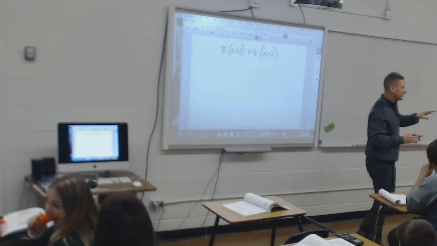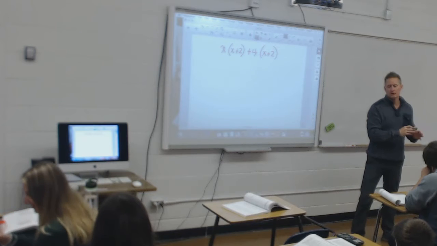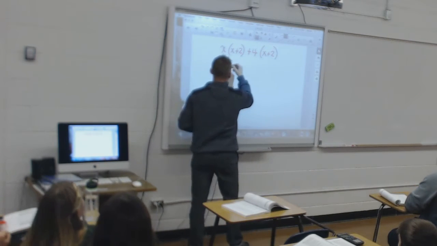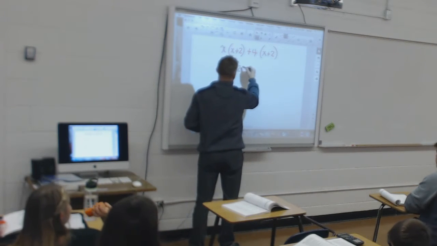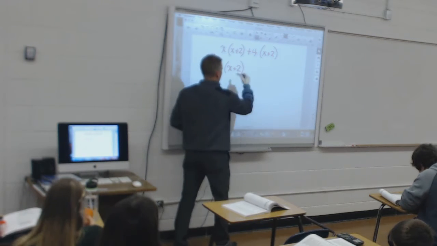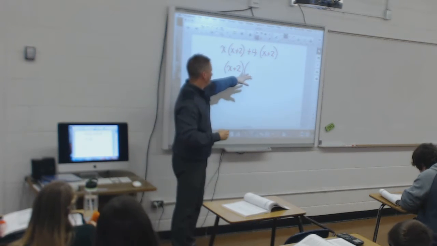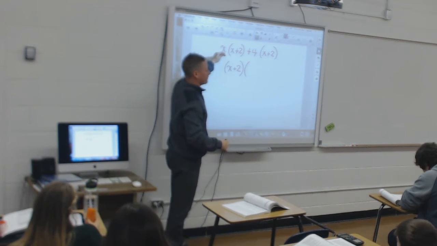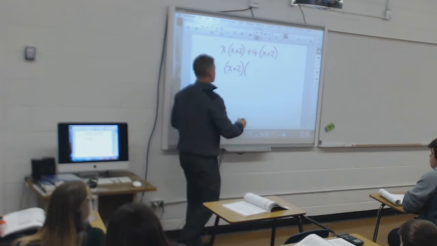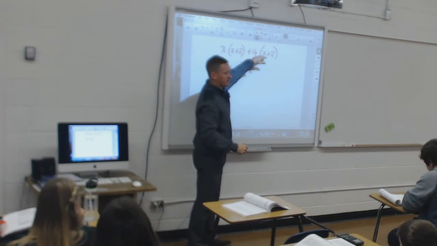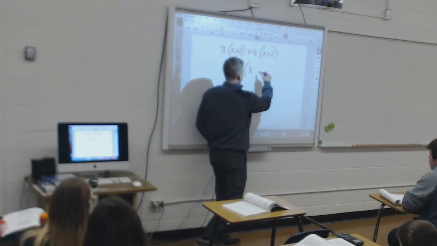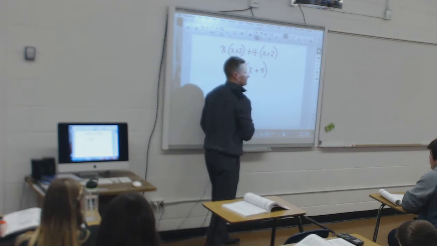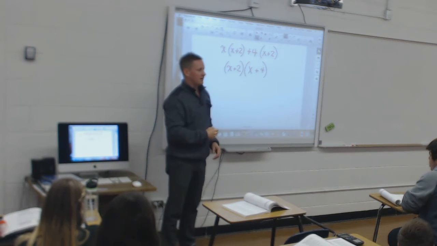So now I'm going to factor an x plus 2 out. So I'm going to take that x plus 2 and move it to the outside, just like that. Now I'm going to set another bracket in here, just like that. So when I take x plus 2 away from this, what am I left with? X. And when I take it away from this, what am I left with? 4. Plus 4. Alright?